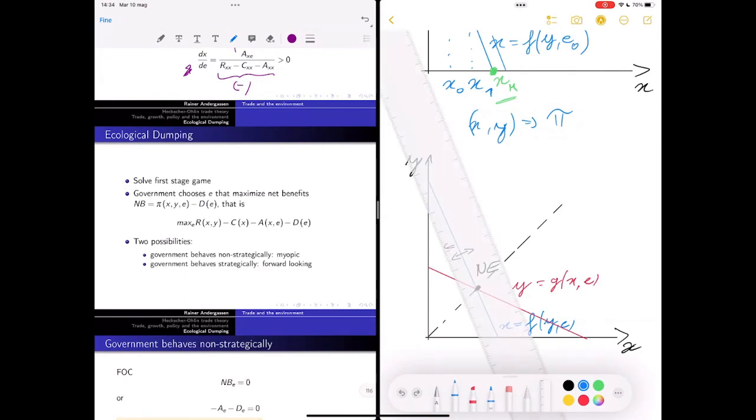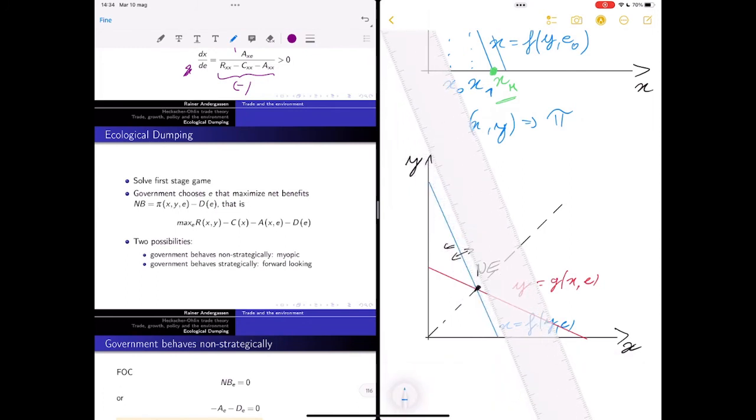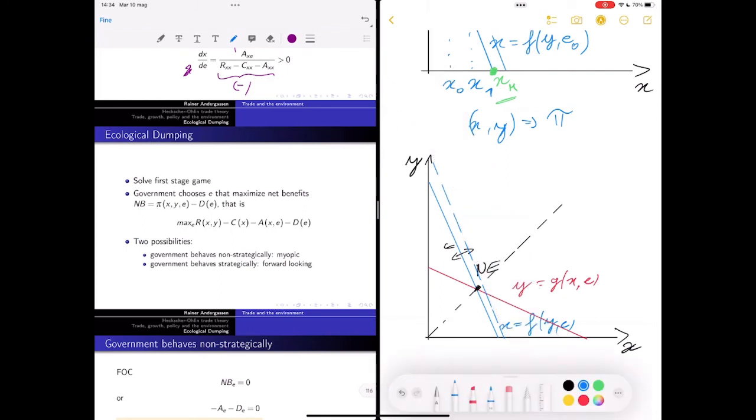Okay, so what I should do therefore is, you see, I know that by slightly increasing emissions, I can improve firm profits. Okay. So that's why I have to move towards the right. Yeah, it's not parallel, but okay.